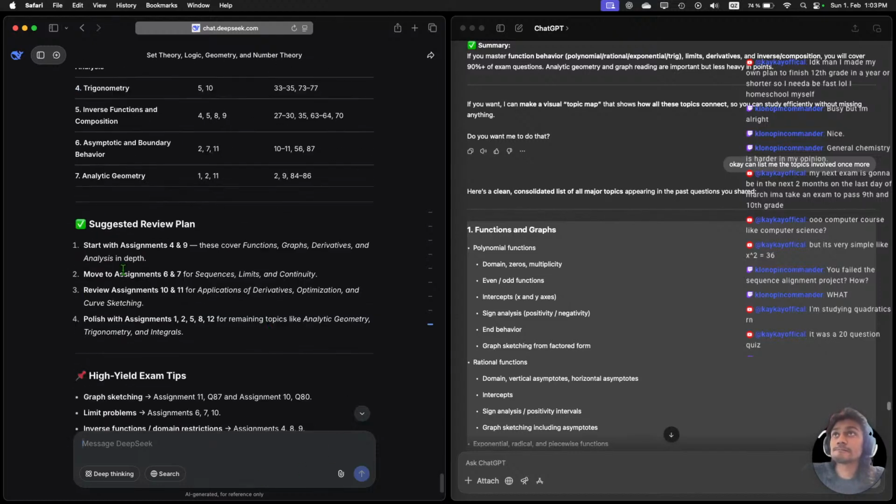So okay. Start with assignments 4 and 8. These cover functions, graph derivatives, and analysis in depth. Okay. Start with assignments 4 and 9. Move to assignment 6 and 7. Okay. 10 and 11. Okay. Polish. So 4 and 9. What are assignment 4 and 9?